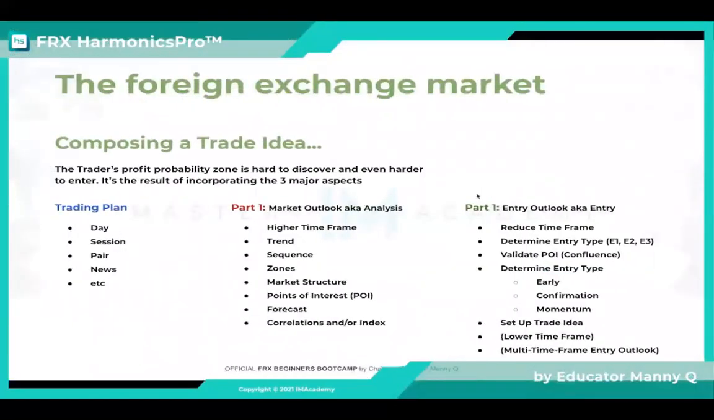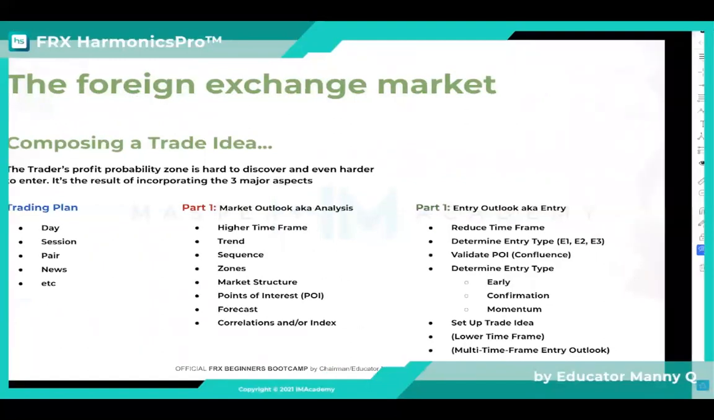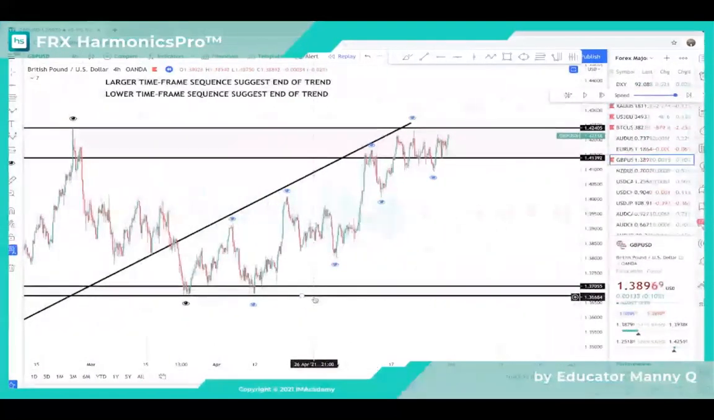Now what am I going to do? Now I'm going to determine what are my points of interest. What are my POIs, right? POI is points of interest. Those are the points in the market that interest you. Where do I think that this market can start reacting? I understand it's the end of a sequence on a larger time frame. I can see it's a potential end of a sequence on a lower time frame.